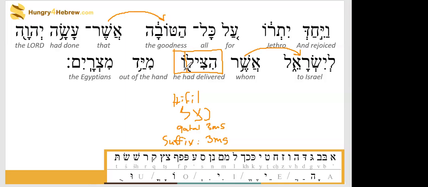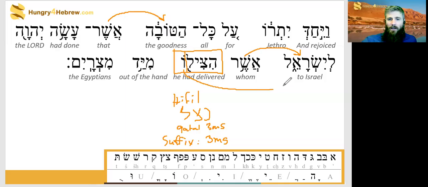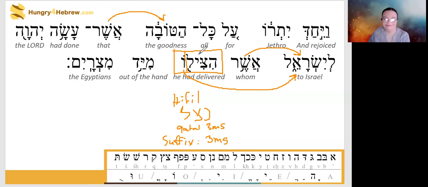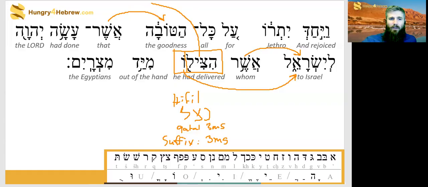So this is referring back to him, Israel, and the subject is referring back to he who did it. You have two different 3MS's, and you have to be certain to connect them back to where they go. It is God who delivered him, the people of Israel, miyad Mitzrayim, from the hand of Egypt.